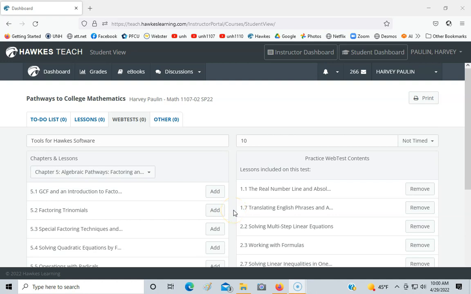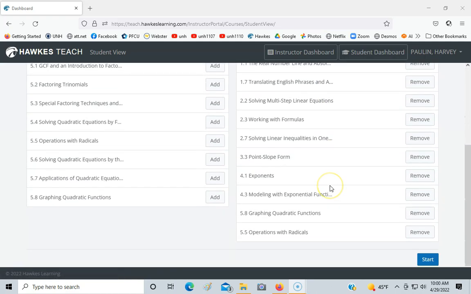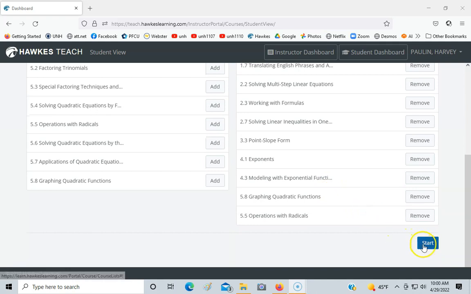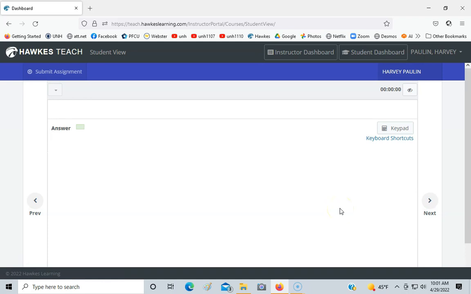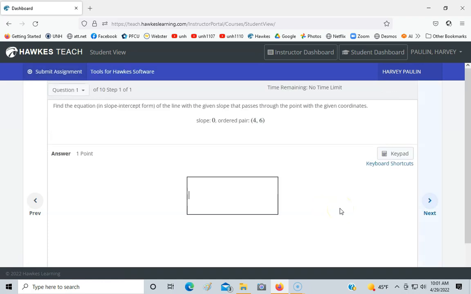Once you are in the Hawks software and are doing the practice and certify, you want to be able to use the tools that are necessary. So I've developed a web test, which is just a practice thing of 10 questions, giving a variety of kinds of questions in which we're asked to input into the keyboard to the software answers.